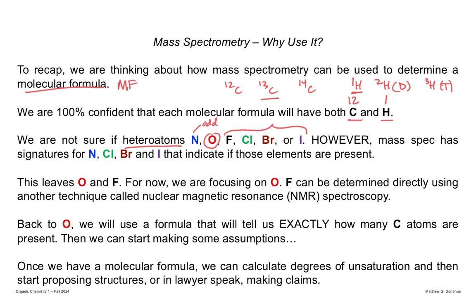The halogens, two of them show very unique signatures. Chlorine and bromine show unique signatures in the mass spec in terms of their isotope ratios. Fluorine and iodine do not. We'll talk about Cl and Br a little bit, maybe on Monday.